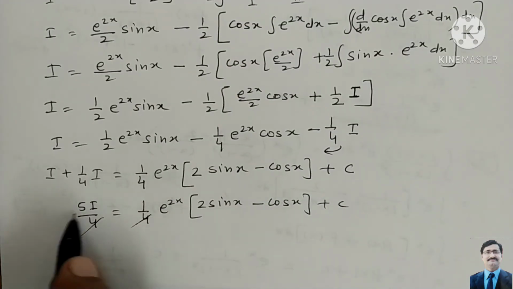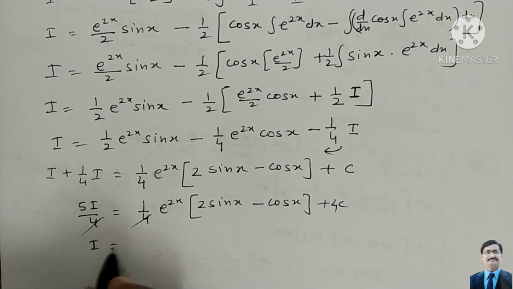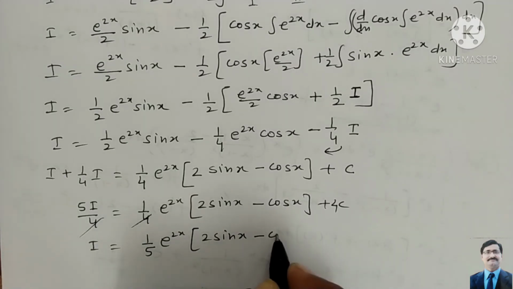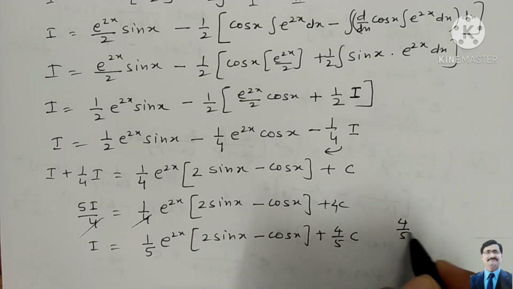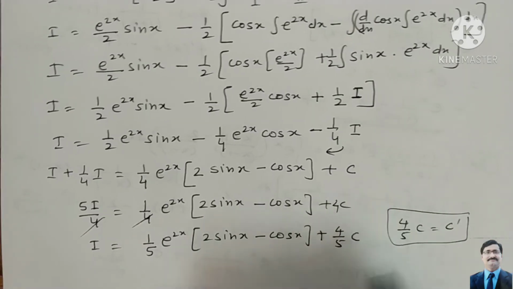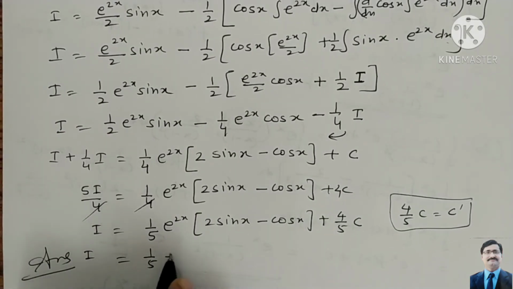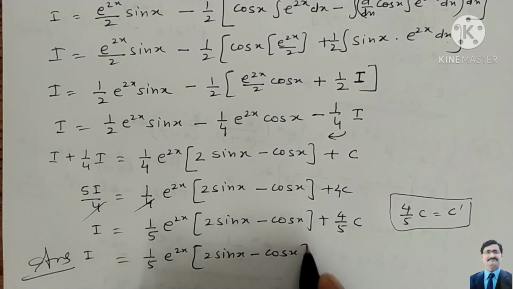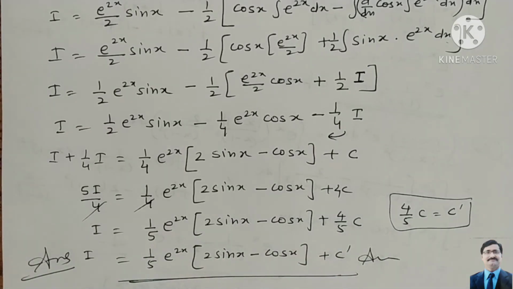Now these 4 and 4 we can cancel, or you can multiply by 4, you get here 4, and I equal to 1 upon 5 e power 2x bracket 2 sin x minus cos x, and here we get 4 upon 5 c, and 4 upon 5 c we write as a new c. So we get the final answer, this integral is 1 upon 5 e power 2x bracket 2 sin x minus cos x, and here c dash we can write. This is our answer. All of you understand this? So this is a very important question.